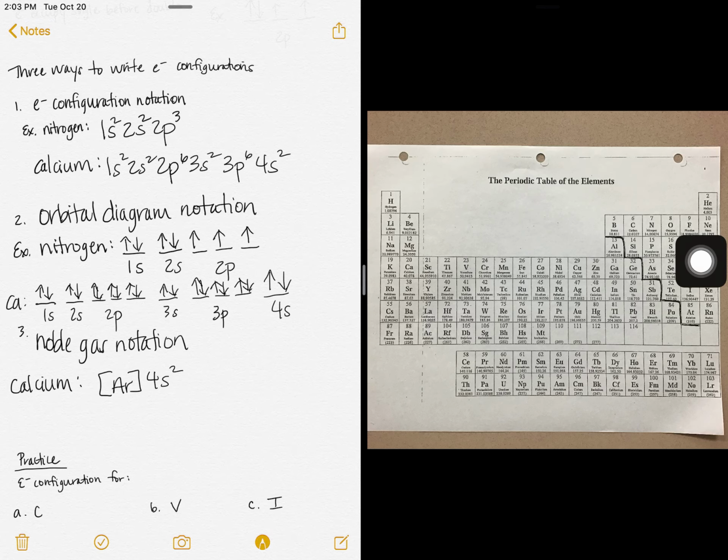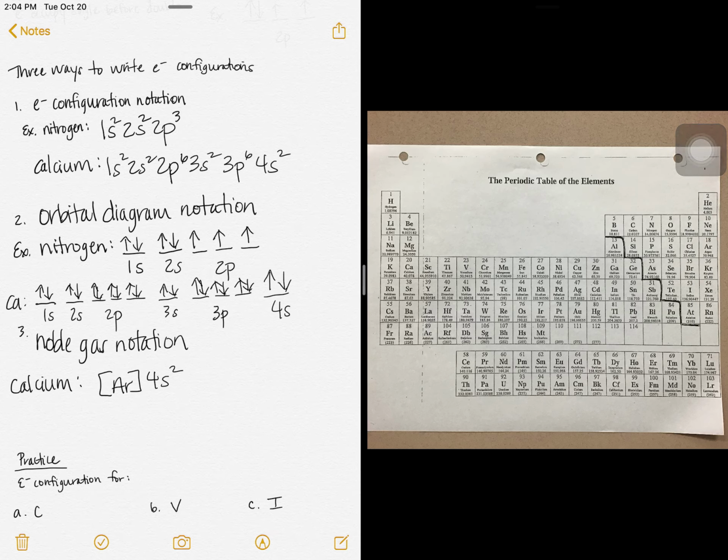So we add that on to the noble gas notation. What we're saying is that calcium has the same configuration as argon up until that point, and then it has 2 electrons in the 4s orbital. And so that's the way we do noble gas notation. We go back to the noble gas which comes before, and remember, noble gases are all the way over here, group 18, okay? And then we continue from there.